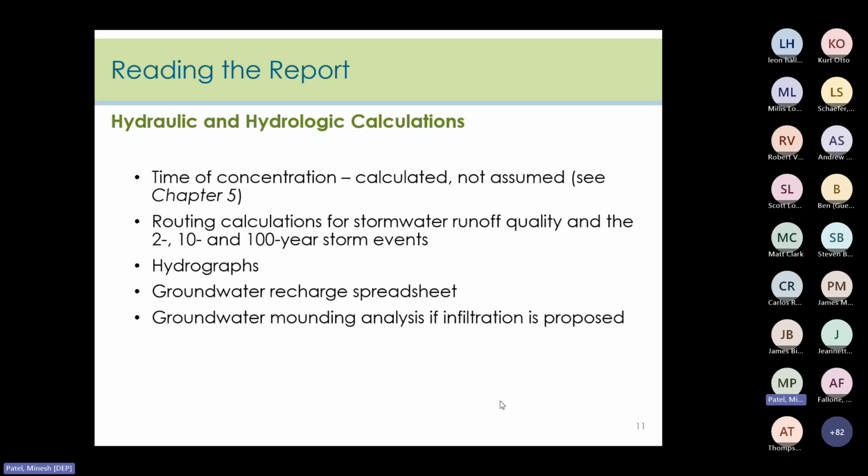The reviewer must be sure that the following calculations are included in the report. Time of concentration, as was discussed in module 2 by Anthony, is essential to characterizing a site. Time of concentration must be calculated and included in the report. Some permittees may require this information be submitted on a CD so that it can be checked. No matter the format, though, it's important to include all of this information, including storm routings, hydrographs, the groundwater recharge spreadsheet, the mounding analysis, if it's applicable, and water quality calculations, and make sure it matches what's on the plans.